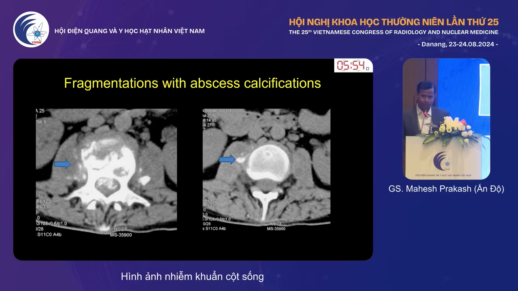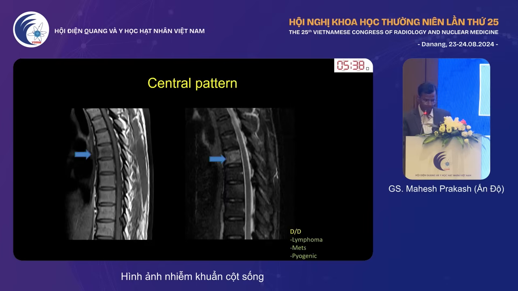Another important feature to differentiate is calcification in the infection. If you see abscess formation or inflammatory tissue which shows calcification, the chances are that this is most likely tuberculosis.